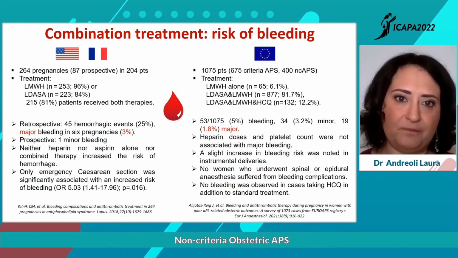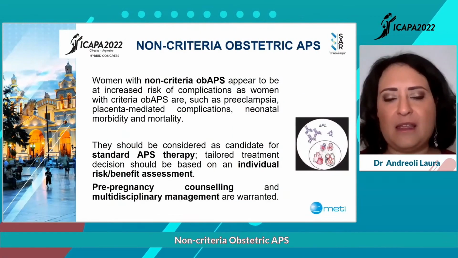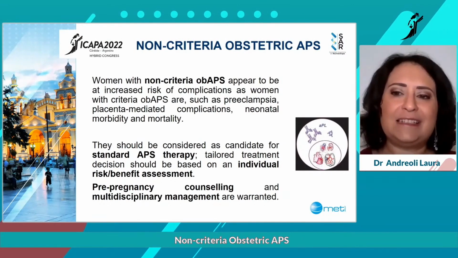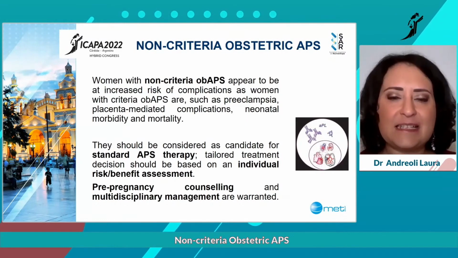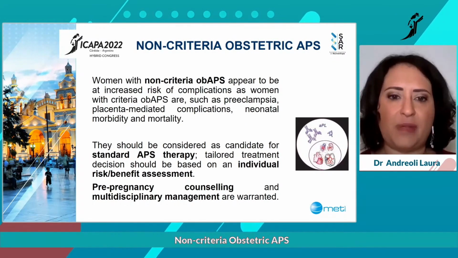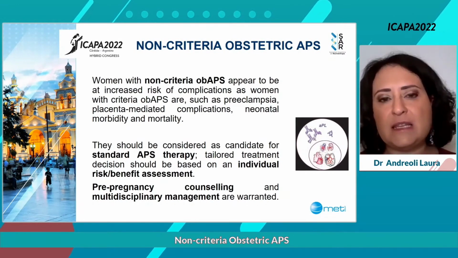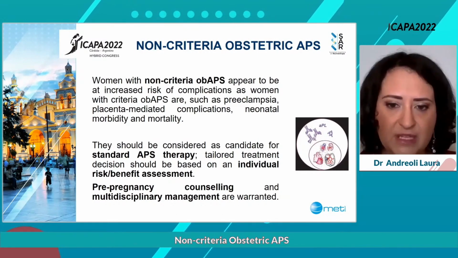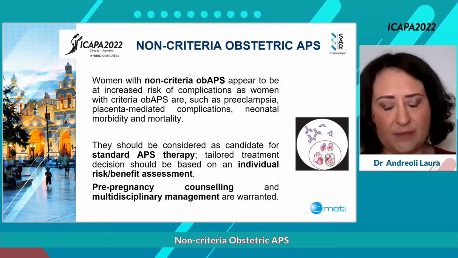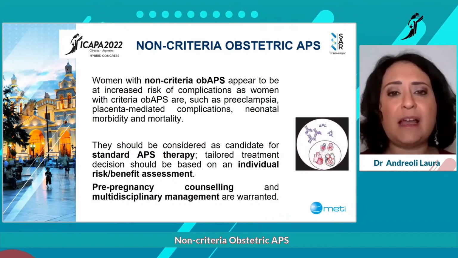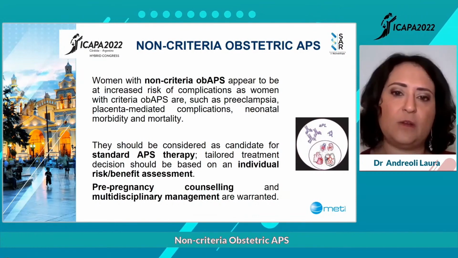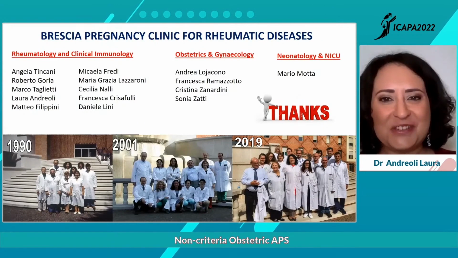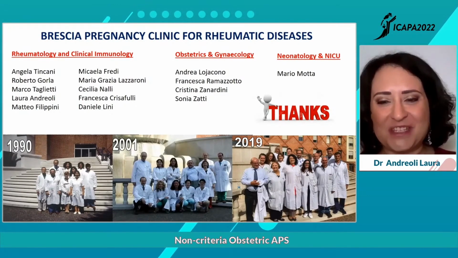So in conclusion, I would like to stress that women with non-criteria obstetric APS are at risk in the same way as criteria patients. And so we really need to have an individualized approach and to discuss with them in the preconception counseling and in the multidisciplinary team what kind of treatment is better for the single patient. And by thanking you for your attention, I will be happy to take any question.